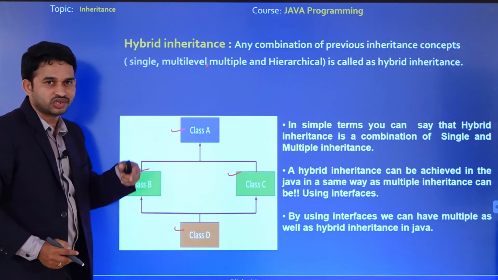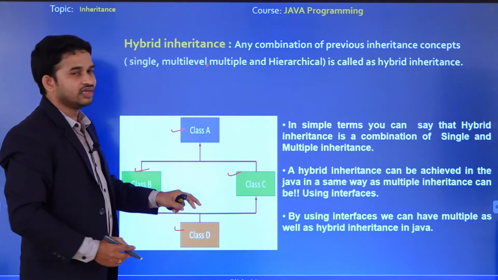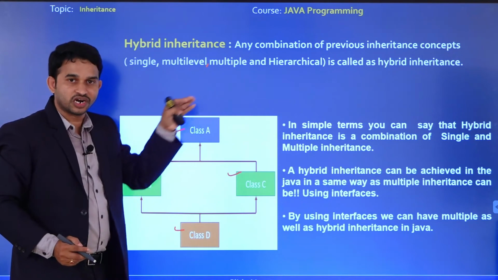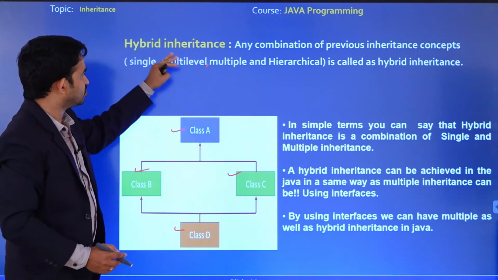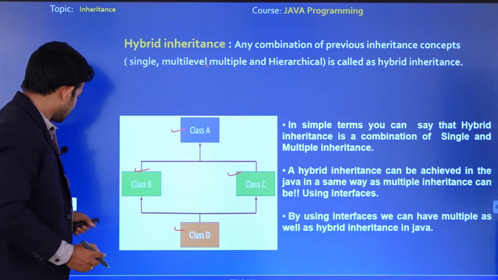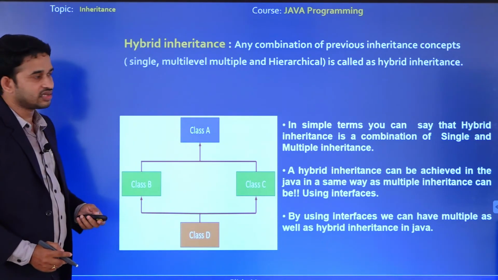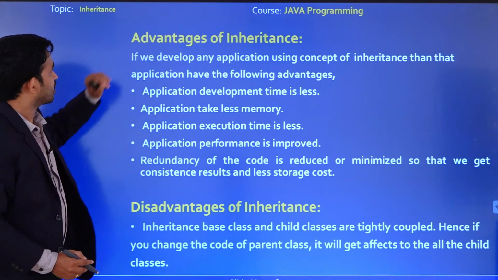But multiple is not supported in Java, right? So that is the reason hybrid inheritance is also not possible in Java. It is possible with the help of interface concepts. So this is about hybrid inheritance. Next we go for the advantages and disadvantages of the inheritance concept.